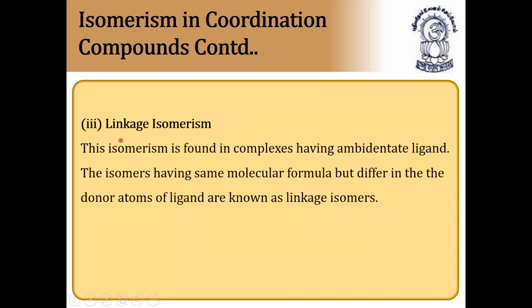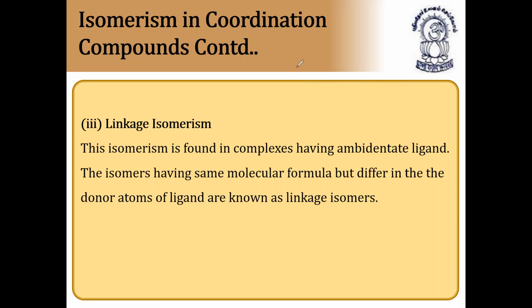Next, we have linkage isomerism. The third type of structure isomerism is called linkage isomerism. This isomerism is found in complexes having ambidentate ligands. Very, very important. Ambidentate ligand means which have two or more centers, two or more centers from which electron donation can be done.